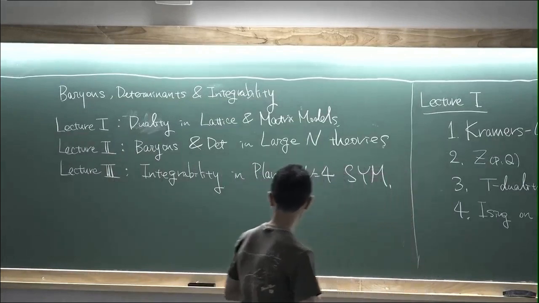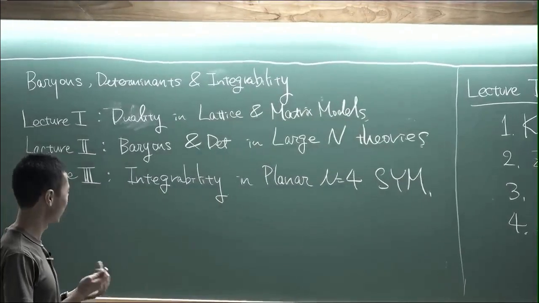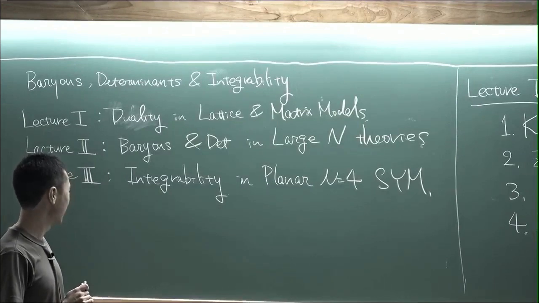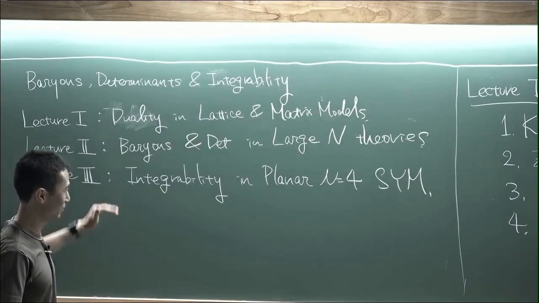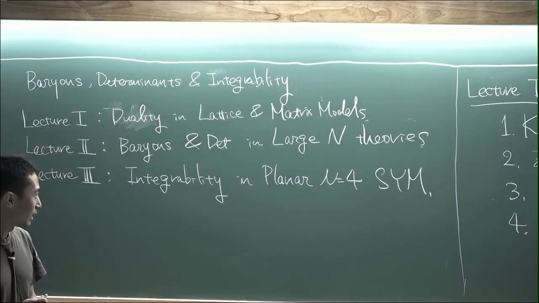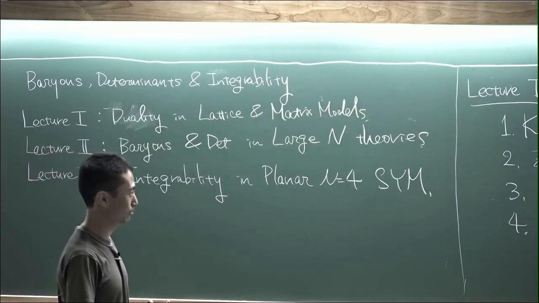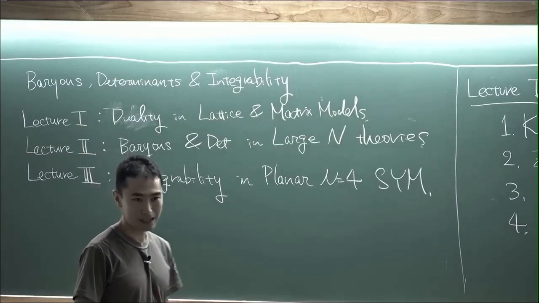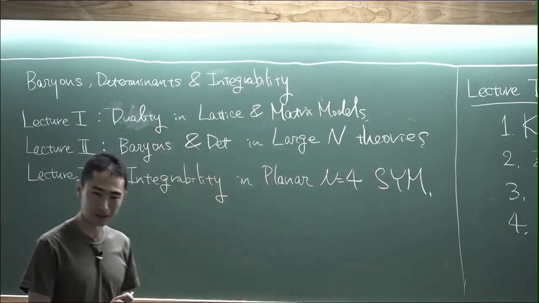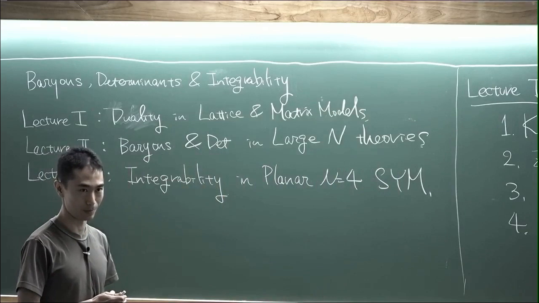Okay, so this is the plan of my lectures. The basic idea is to review some old and new ideas about large N theories, and especially discuss how those ideas can be utilized in the context of integrability in planar N=4 gauge theories. In the first lecture, I'm going to talk about rather old stuff, which is not very well appreciated, about duality in lattice and matrix models. In the second lecture, I'm probably going to talk about baryons and determinants. And in the third lecture, I'm going to talk about my recent work on planar N=4 gauge theories.